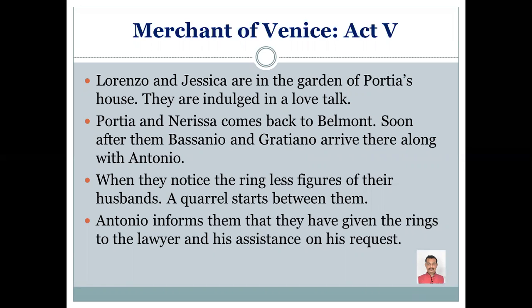And then Nerissa notices that Gratiano is not wearing the ring which was gifted at the time of marriage. She tells this to Portia and asks Portia to ask Bassanio whether he is also wearing that ring or not. Portia speaks to Bassanio and says, okay, show me the ring which I gifted you at the time of the marriage. But when these two ladies notice the ringless fingers of their husbands, a quarrel starts between them, and the ladies say that their husbands must have given those rings to some girls in Venice.